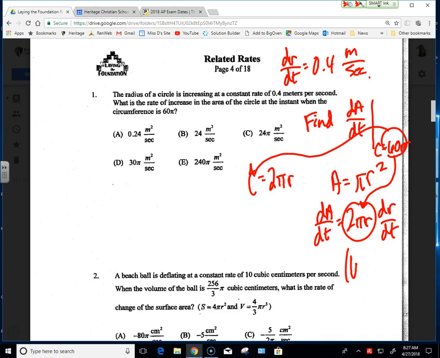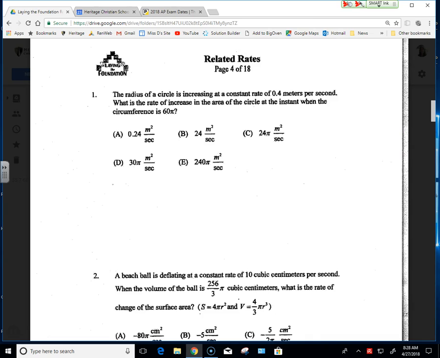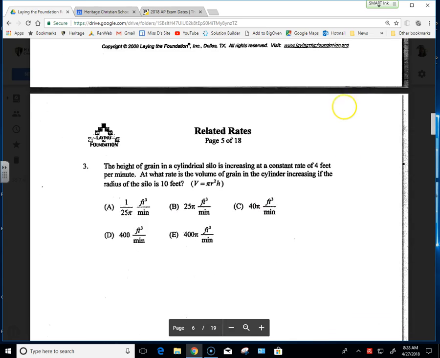So I can plug in 60 pi times dr/dt, 0.4. And I end up with my final answer of, that's 2/5, 1 and 12, and 24? Is that okay? Cool. Who has a question on number 3? Anybody? Oh, that's just 24. Ah, yeah. Thank you. I did it too quickly. So the correct answer should have been C. Thank you. Dangerous.